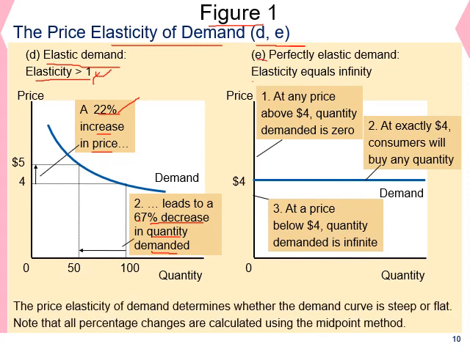In panel E, we have a perfectly elastic demand with the value of the elasticity equal to infinity. We can see that we have a horizontal demand curve. At any price above $4, quantity demanded is equal to 0. At exactly $4, consumers will buy any quantity. At a price below $4, quantity demanded is infinite. Therefore, the value of the elasticity is infinite because you're dividing by 0 in that case. One example of this type of market is the stock market, where the demand is horizontal.